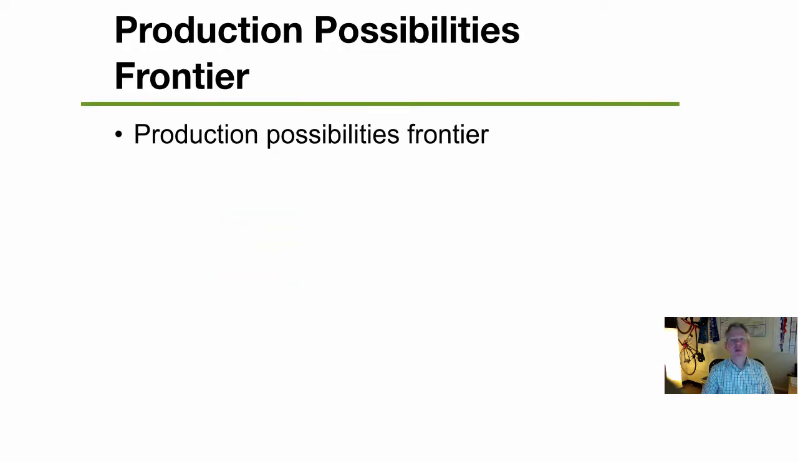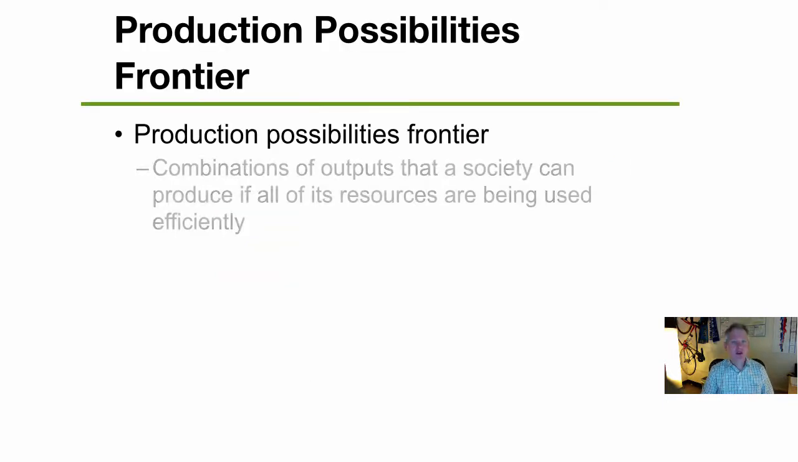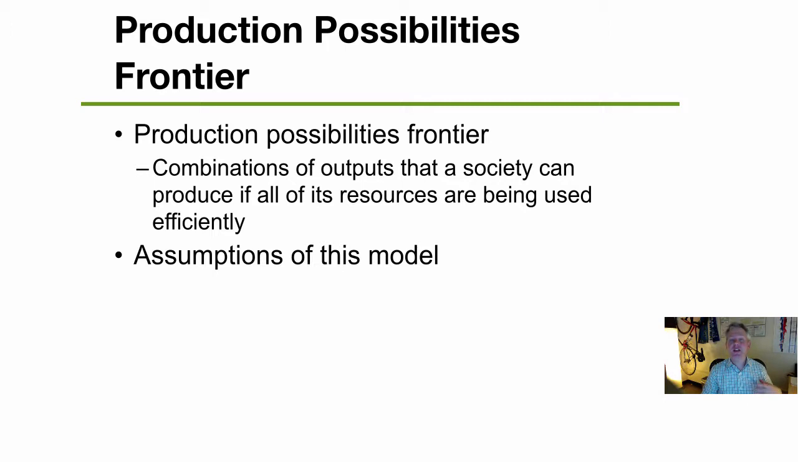The Production Possibilities Frontier shows all the different combinations of outputs that society can produce if all of its resources are being used efficiently. It can also do this for individuals. It can show what combination of resources an individual could produce if that person was producing at the most efficient level that they could.